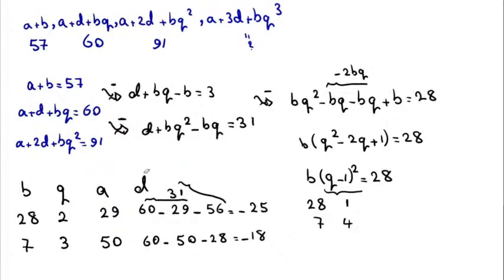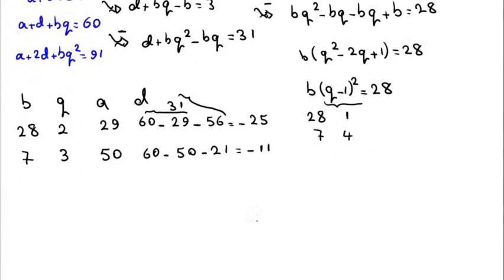And then if you calculate this, D here will be 60 minus 50 minus BQ. BQ will be what? 21. So 60 minus 50, 10, 10 minus 21, negative 11. So let's check these two cases. In case number 1, A plus D will be 4, and A plus 2D will be negative because you subtract 25, so it's not possible.